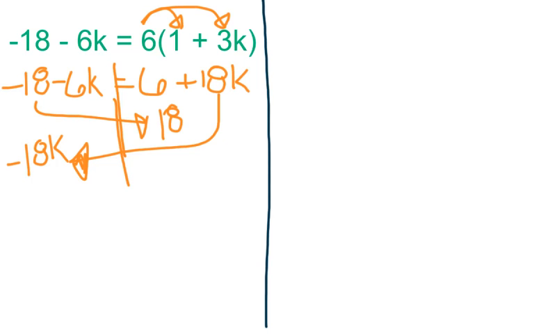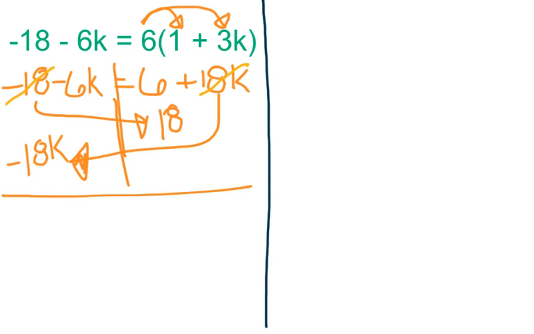Now, this looks a little messy, so I'm going to show you where I'm going with this. This 18 right here, that moved over, so that's no longer there, right? So I'm going to go ahead and cross it out, and that way we know it's gone. And then this 18k over here, well, that moved over here, right? So that's no longer there. And so I'm going to cross that out too to make my life easier.